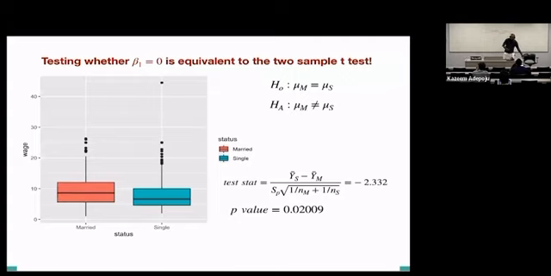Is there any question on dummy variable? That is the end of the dummy variable. Any question? Okay. Now I'm going to go to the next material.